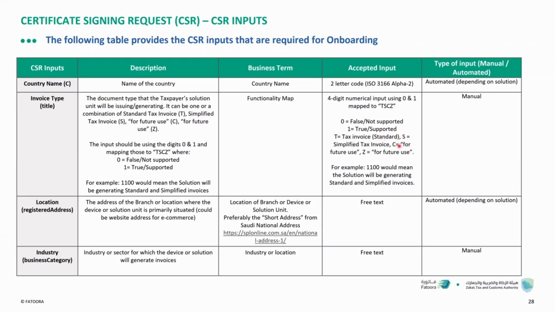If it has S, then it's a simplified invoice. And if it is C or Z, this is something that we're reserving for future use. And then we have here an example, which is 1100. So it is true, true, and then false, false. This means that this solution is going to generate a standard invoice and a simplified invoice at the same time.